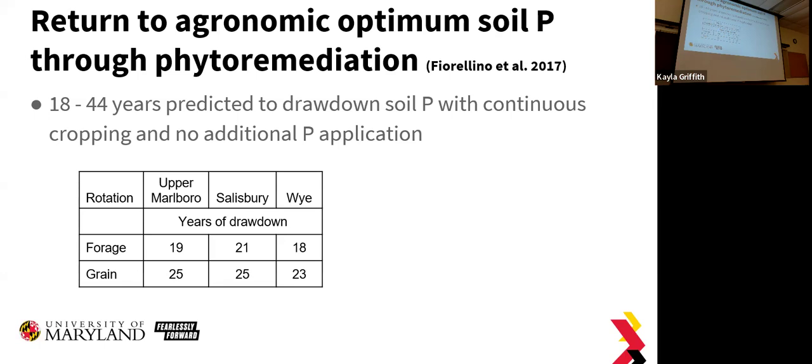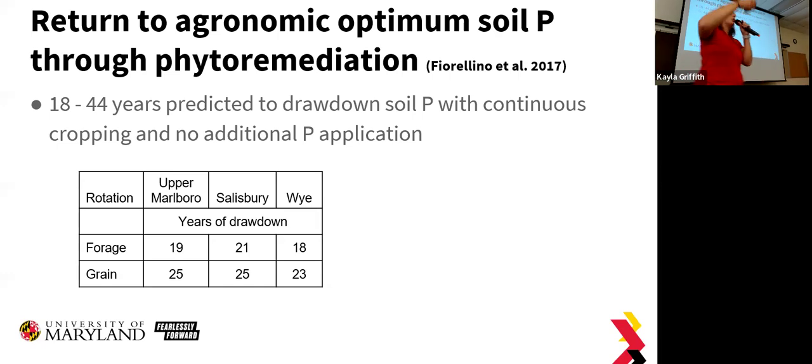In the initial setup of the study, these are 3 locations: Western Shore, Coastal Plains, Lower Eastern Shore, Upper Eastern Shore, just across the bridge. We compared a forage and a grain rotation. Forage means something like hay, removing all of the above ground biomass, versus a grain rotation, corn and soybeans, where you remove the grain, but most of that plant material stays there on the surface.